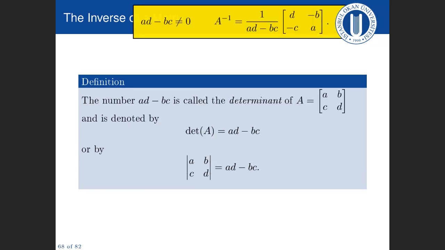This special number, AD minus BC, which tells us if a matrix is invertible or singular, is called the determinant of this 2x2 matrix. And we have two ways to write this, and we're going to be using both of these ways in this course. We could either use DET for determinant: the determinant of A is AD minus BC. Or we could use these vertical lines: vertical line, ABCD, vertical line means the determinant of the square matrix ABCD.